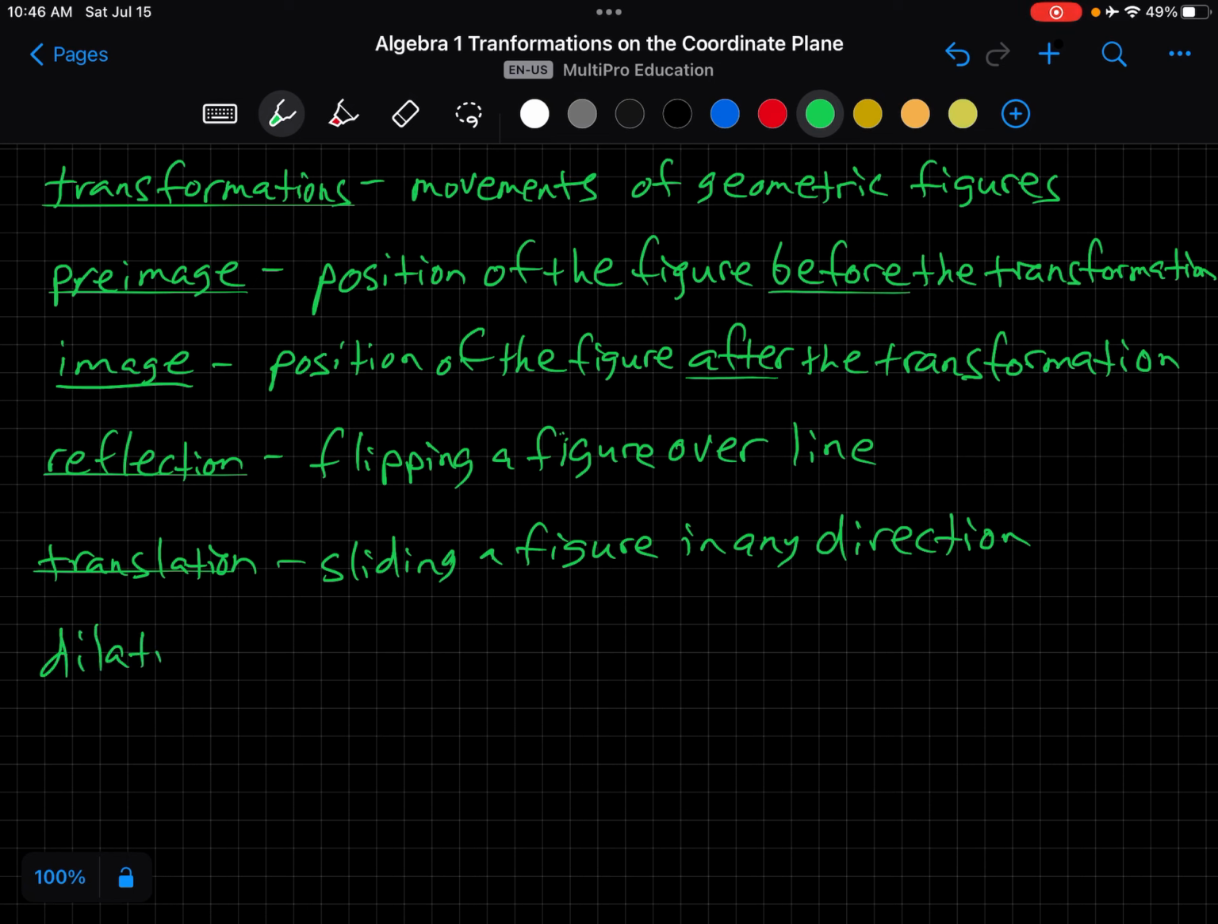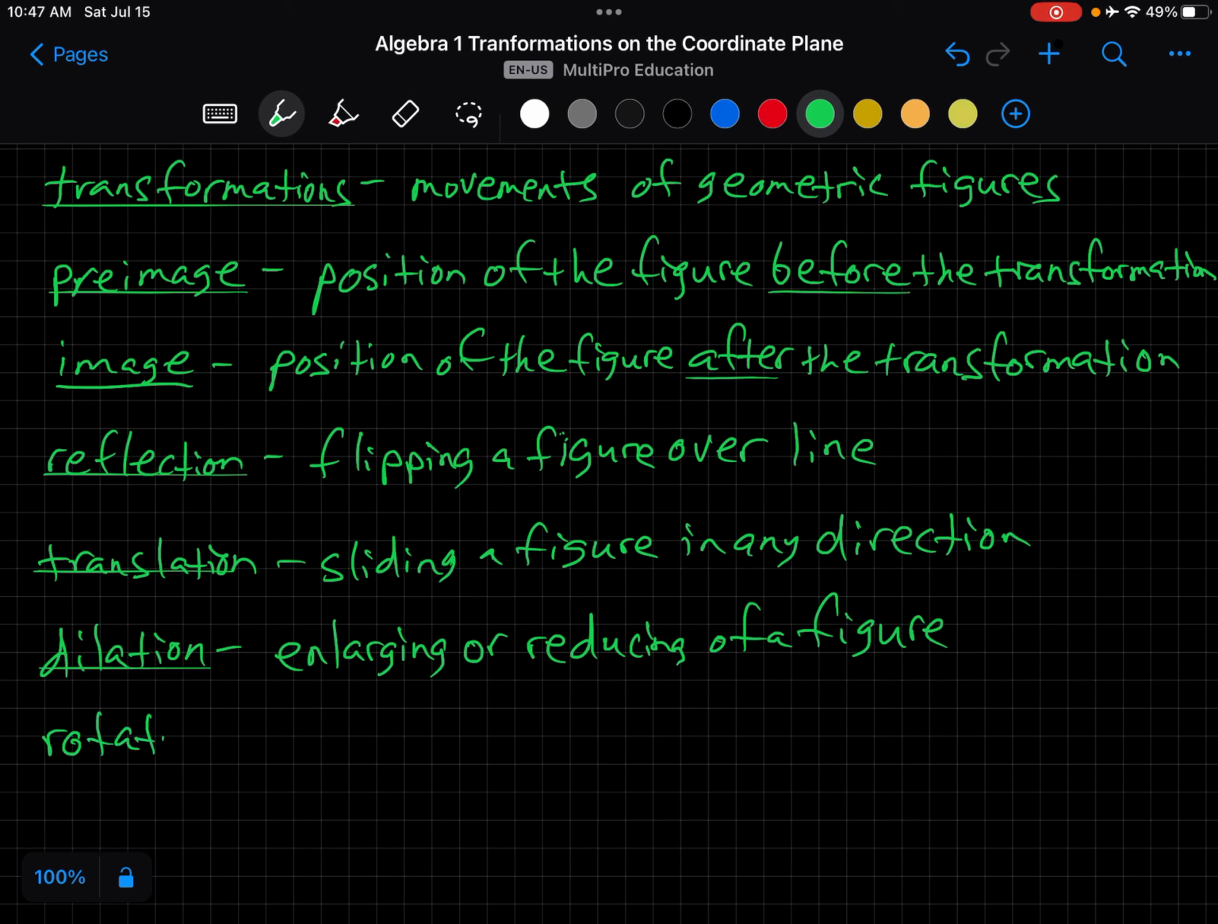Okay, dilation. So is this like when your pupils get very large when they put those eye drops in at the optometrist? Sort of. This is the enlarging or reducing of a figure. So you make it larger or smaller, basically.